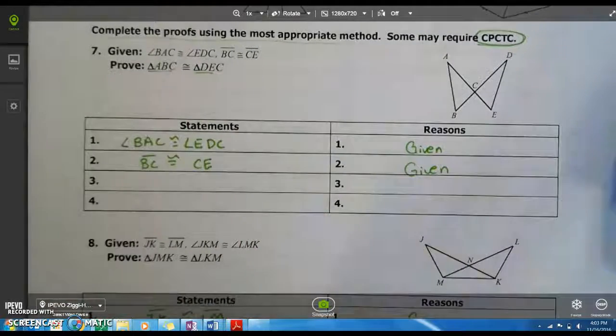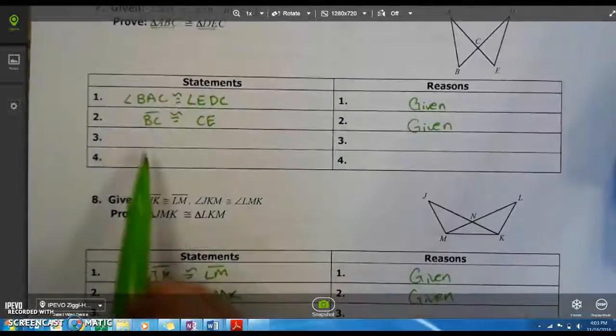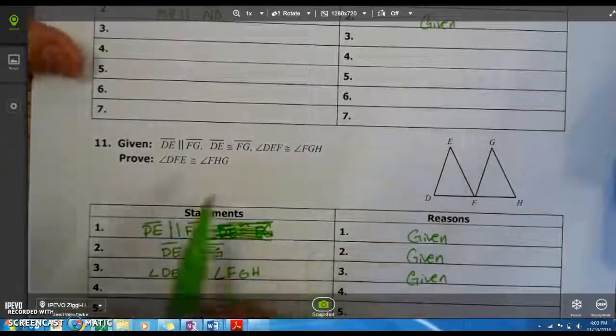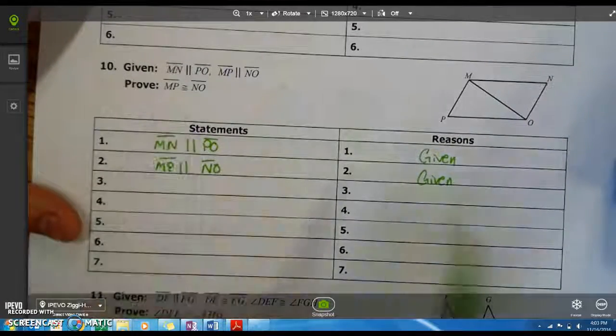So these two are triangles, so you're not going to use CPCTC. Not going to use it. But on these problems, I'm looking for an angle, so I will use CPCTC, right? I'm looking for a side, I'll use CPCTC. And that'll be my last step.